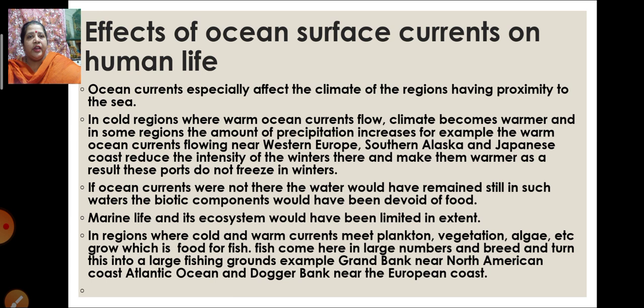So the part where this plankton, vegetation and algae grow becomes a nice fishing ground, which is very beneficial for fishing activity. The examples are the Grand Bank near the North American coast in the Atlantic Ocean, and Dogger Bank near the European coast. These are the places where plankton, vegetation and algae grow as food for fish, and they become good fishing grounds.